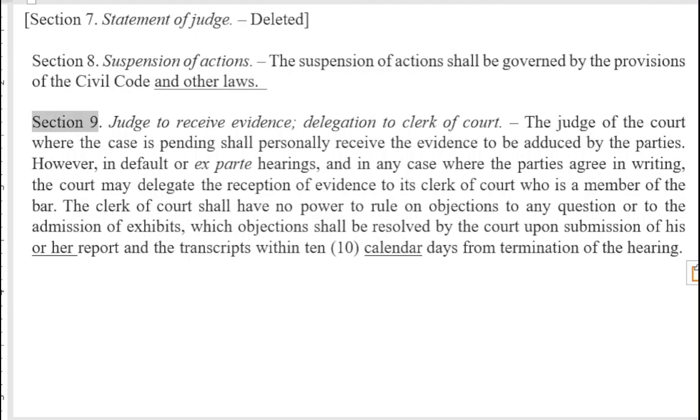Section 9. Judge to receive evidence. Delegation to clerk of court. The judge of the court where the case is pending shall personally receive the evidence to be adduced by the parties. However, in default or ex parte hearings, and in any case where the parties agree in writing, the court may delegate the reception of evidence to its clerk of court who is a member of the bar.